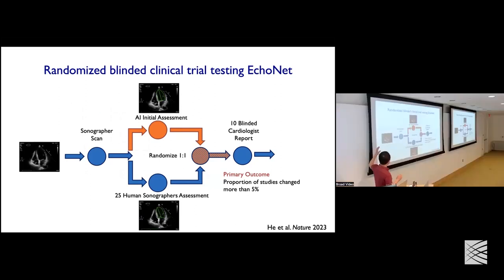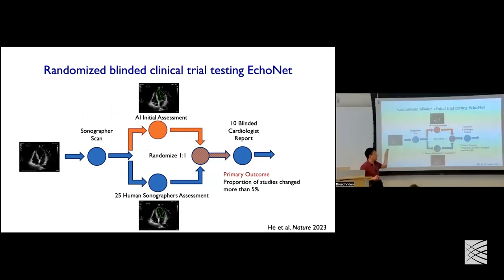So the idea is that you have these videos that are being collected, and then we have these two arms. The first arm is where the videos would be triaged to the AI, where the AI would do the assessment. It would do the tracing, the segmentations. And the second arm would be where these videos would be randomly triaged into the standard clinical workflow, where the human clinician, which is called a sonographer, would do the tracings, the segmentations. So the AI algorithm will be integrated into this clinical workflow.